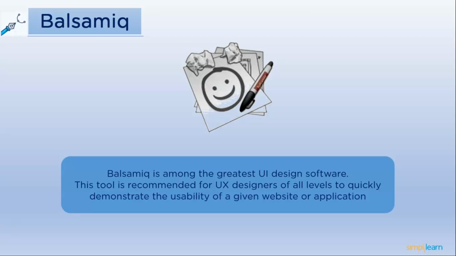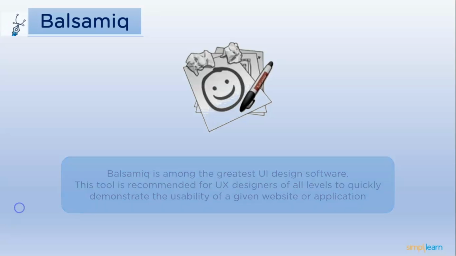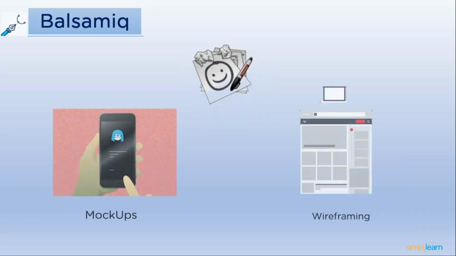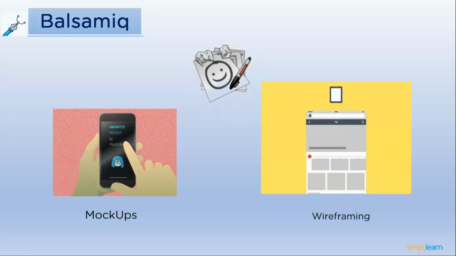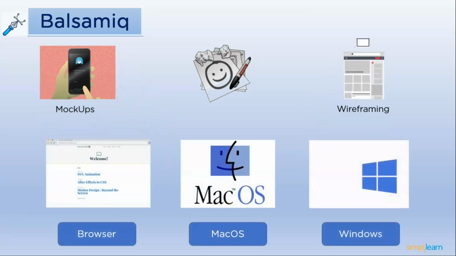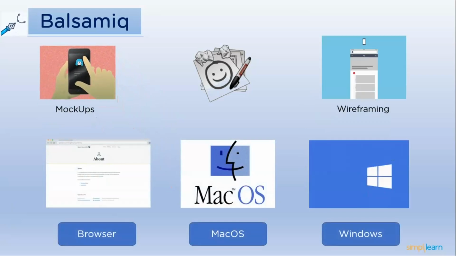Any product manager or business owner trying to put an idea on paper will find Balsamiq to be very helpful. Some of its features are: it helps in the creation of low-tech wireframes that focus on the utility and the user flow. A drag and drop editor is available to make design quick and easy. And it works on mockup and wireframe, and is good for browser, Mac OS, and Windows.